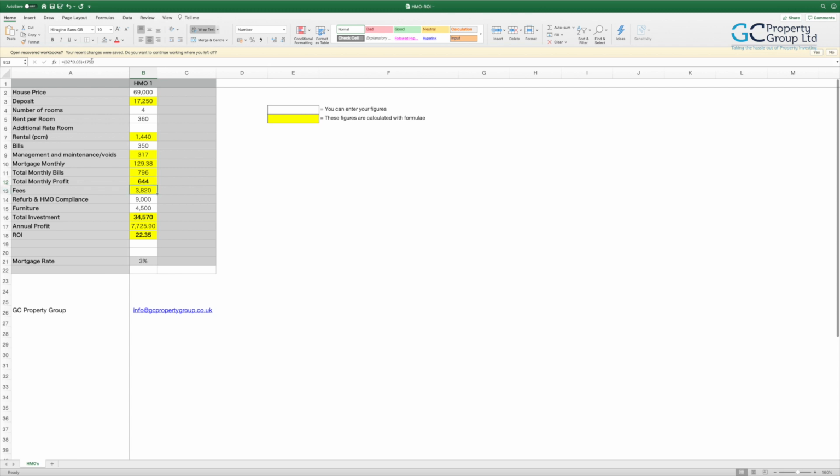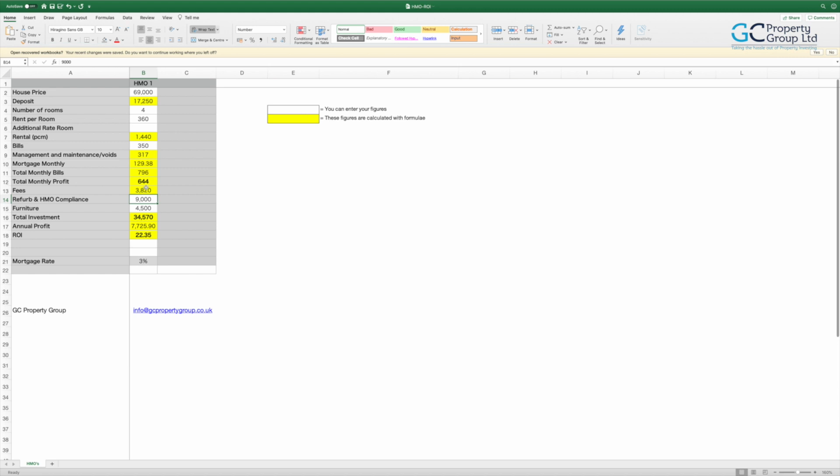£644. Now down here, I don't really know why I put these down here. I normally put these at the top, but these are your fees for purchasing the house. So that involves a 3% stamp duty, roughly £1,000 for solicitors' fees, and £750 to do any building surveys or anything such as that. So in this particular example, we need to spend £9,000 on refurb and HMO compliance.